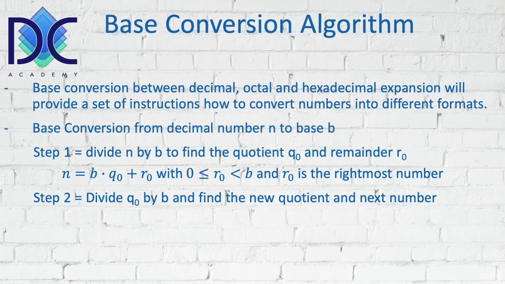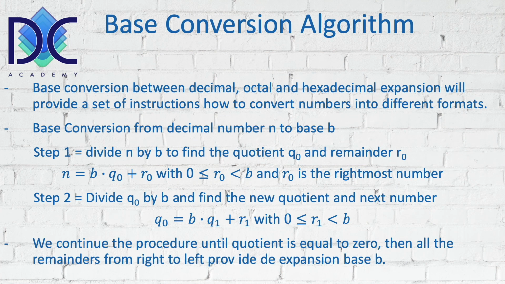Now we divide q0 by b, and we find the new quotient and the next digit. So q0 is now b times q1 plus r1, with r1 greater than or equal to 0 and smaller than b. And we continue this process until we find the last digit, where q becomes equal to 0.